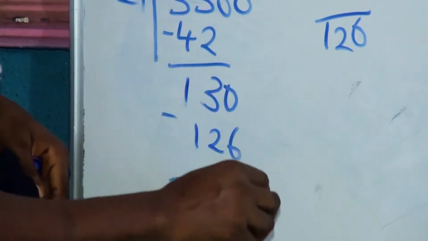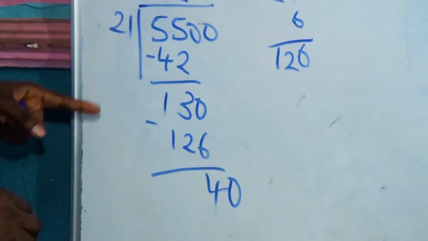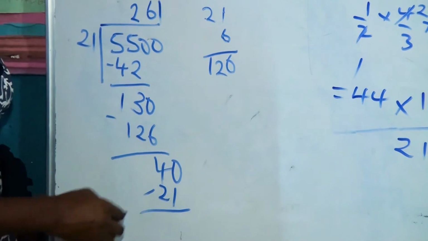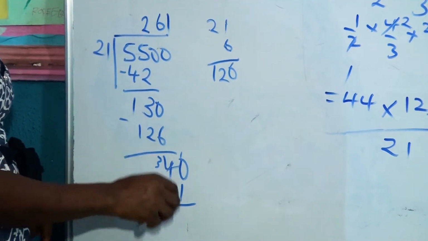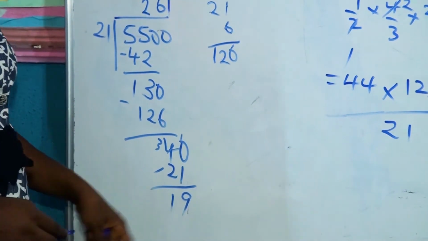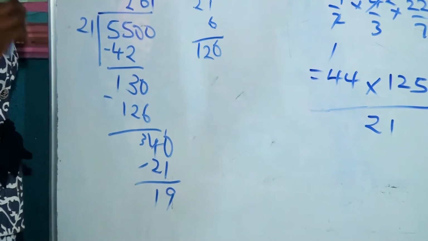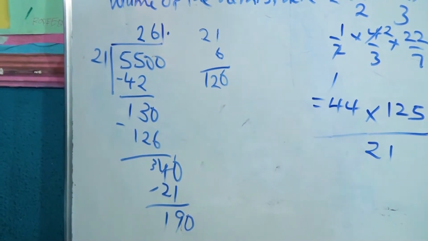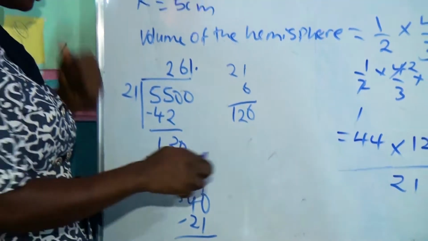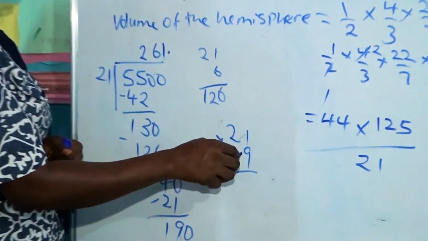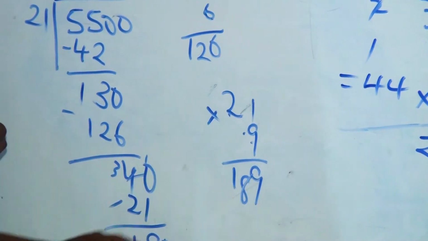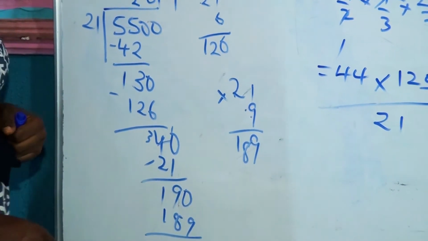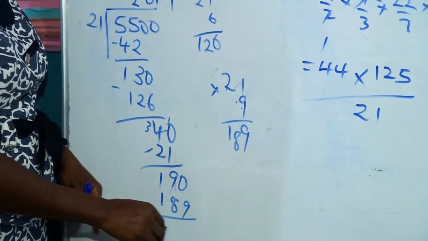Bring down the 0. How many 21 can we find in 41? 21 times 1 is 21. Subtract this. 10 minus 1 is 9, and 3 minus 2 is 1. We are left with 19. How many 21 can we find in 19? None. So a point here, and I add 0 here. How many 21 can I find in 190? Let's try 9. 21 times 9: 9 times 1, 9. 9 times 2, 18. So we have 189. 190 minus 189 is 1.